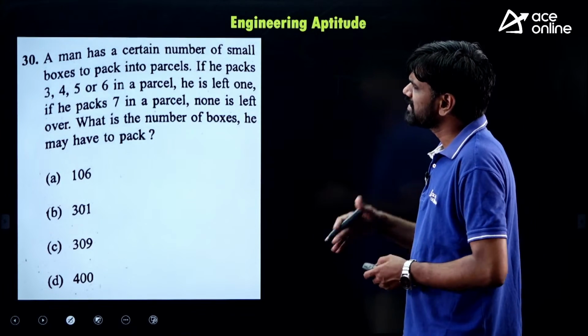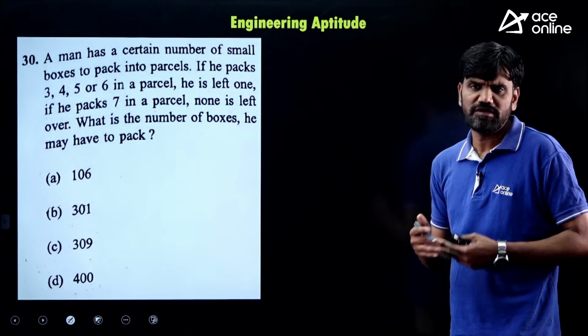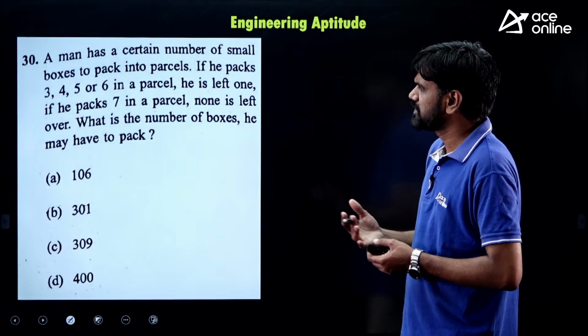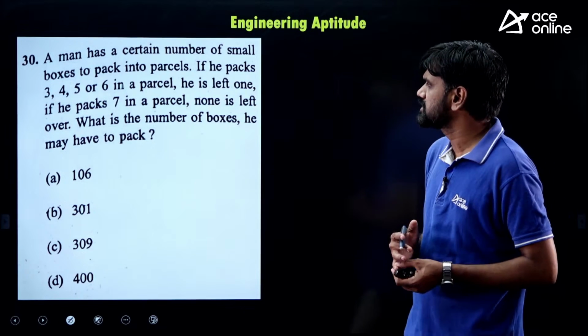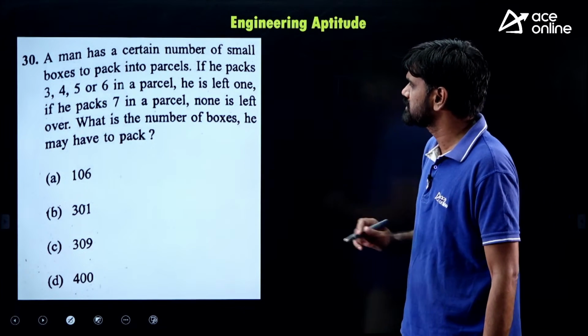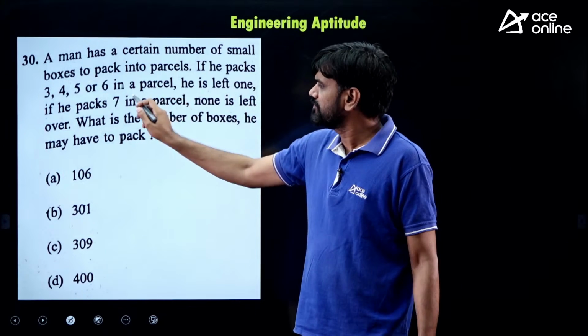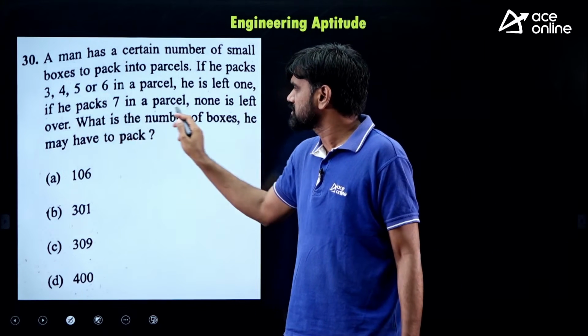30. This is another simple problem that is given from the numerical part. This is the last one. A man has a certain number of small boxes to pack into parcels. If he packs 3 or 4 or 5 or 6 in a parcel, he is left with 1. If he packs 7 in a parcel, none is left.